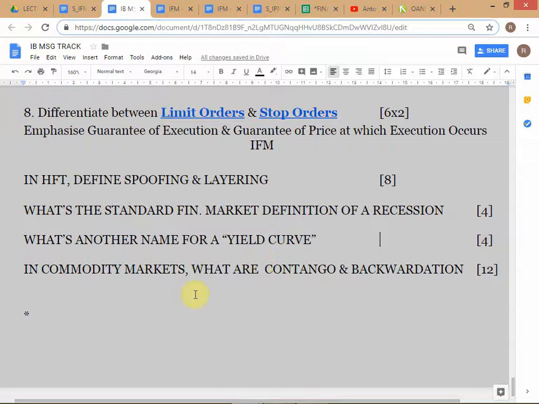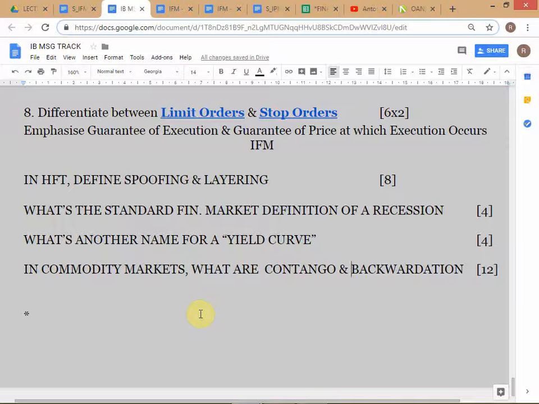In commodity markets, again, your answering is highly improper. Many of you at least remember that contango means upward sloping and backwardation means downward sloping. Now see how sloppy your answering is, because many of you said when the yield curve is upward sloping. The expression yield curve is used in which asset class? One minute. What did you say?